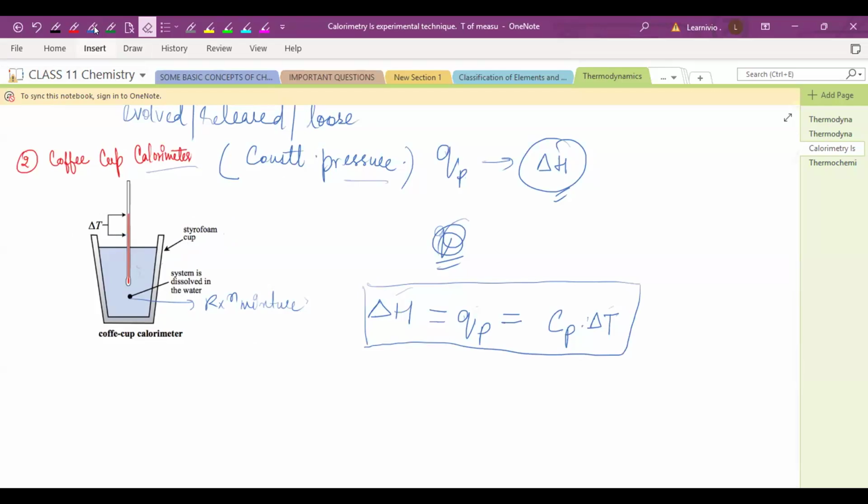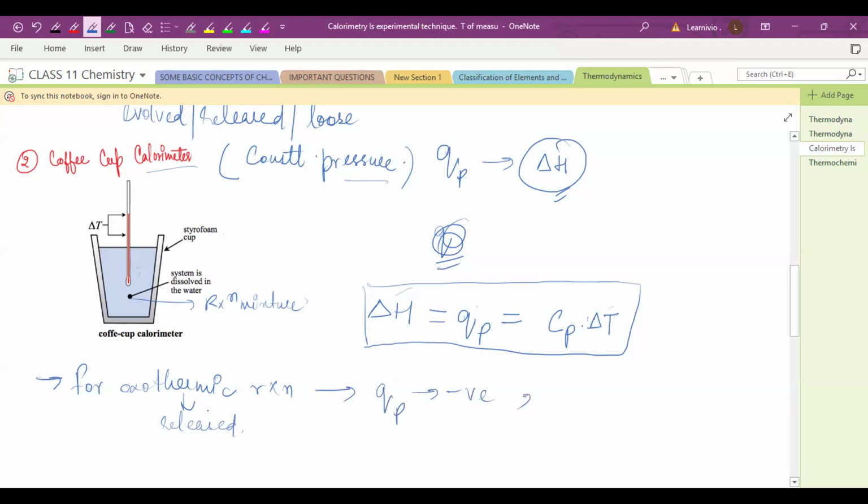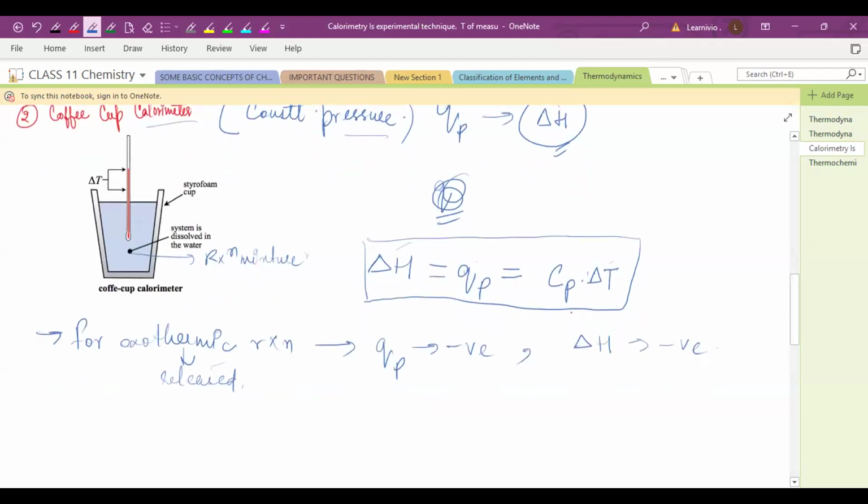For an exothermic reaction, it will be the same. Exothermic means heat is being released or evolved. So here QP, because we are talking about QP, is negative, because heat is being released, and delta H is negative. Both are negative.